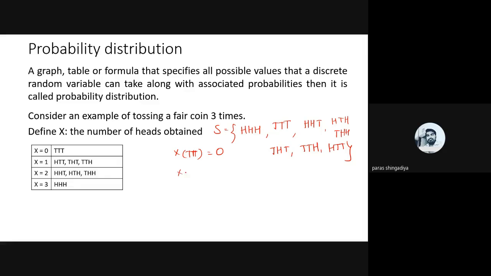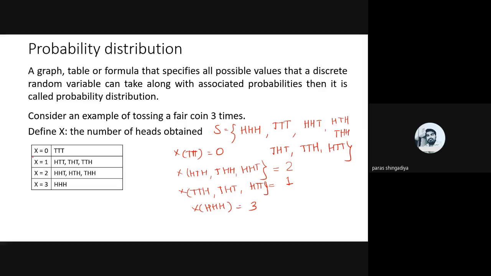Then X of HTH, X of THH, and then HHT, there are two heads. There are two times the head exists in this experiment. So what is X of these three cases? That is equal to 2. Then X of TTH, then THT, and then HTT, there is only one head in this experiment. So what is the outcome of X? That is equal to 1. And then the last case, X of HHH, there are three heads.